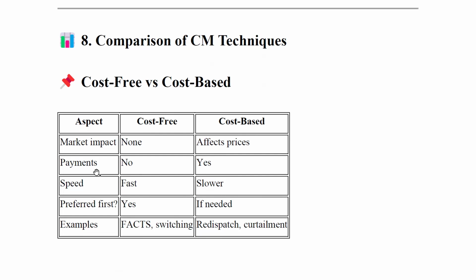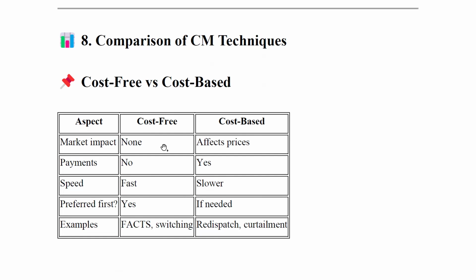Regarding payments, cost-free needs none, while cost-based you need to pay. On speed, cost-free is fast and cost-based is slower. So cost-free is preferred first. The cost-based method will be applied if needed. If more congestion is happening, then they will apply the cost-based method to avoid the congestion in the transmission line.